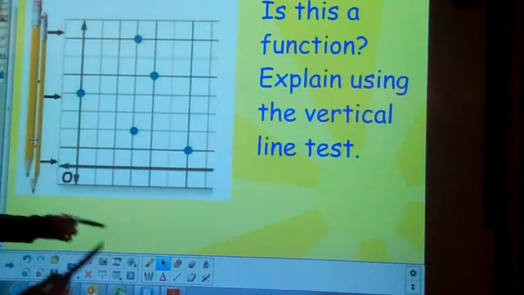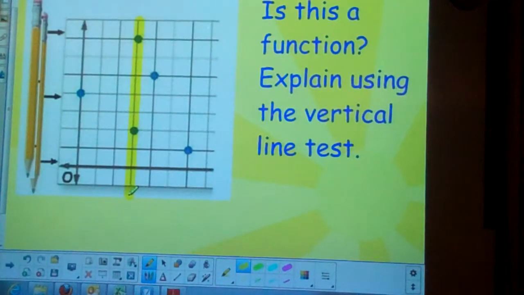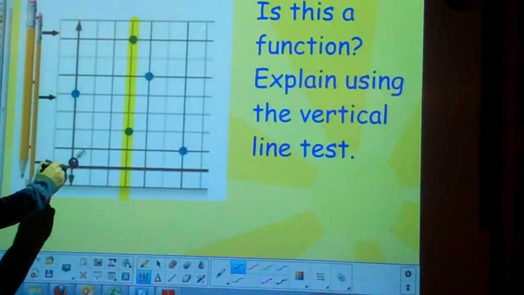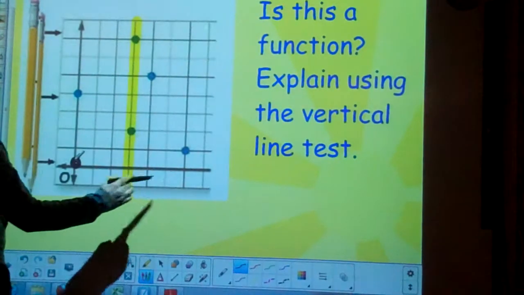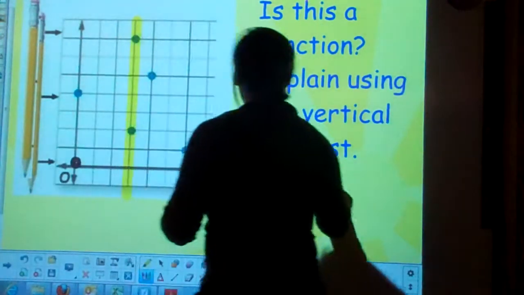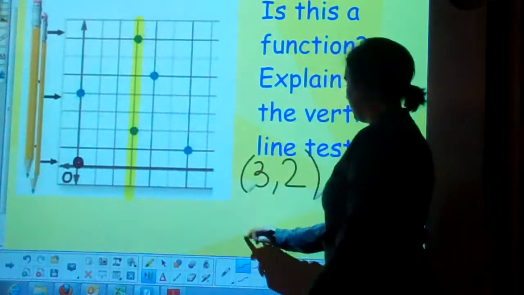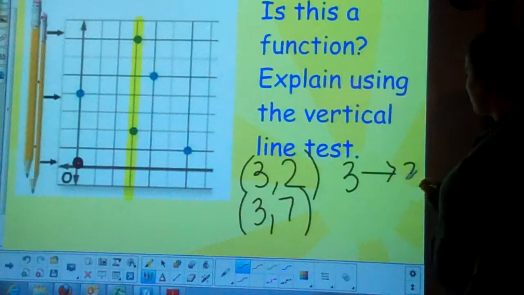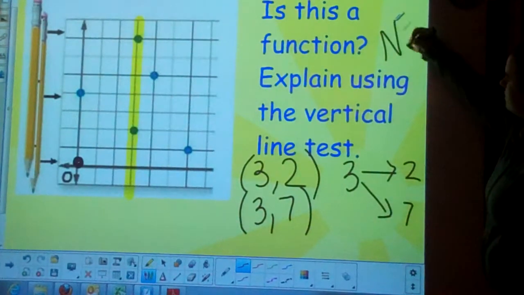So because there was 2 dots here, that means that we have 1 value of x but 2 values of y. What are our 2 ordered pairs? Remember, this is 0, 0. What's this? 3, 2. And 3, 7. So we have the 1 input of 3 going to 2 and going to 7. So therefore, this is not a function.